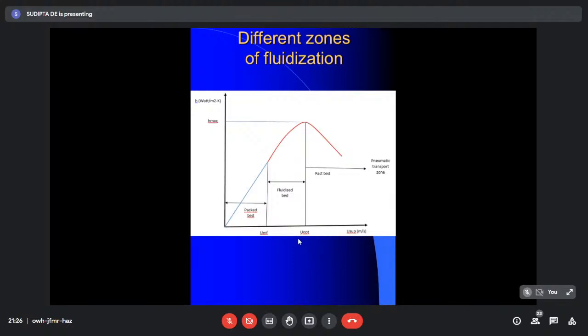So we need to operate specifically between the UMF, the minimum fluidization velocity, and the U optimum, as close as possible to the optimum superficial velocity, where you can have the corresponding maximum heat transfer coefficient.